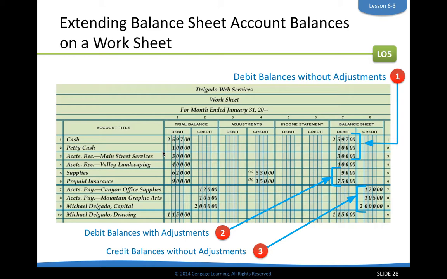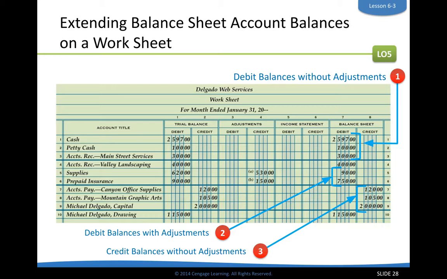Now, we said the balance sheet is made up of assets, liabilities, and owner's equity. If we look on this worksheet right here, asset accounts are right here, all the way through prepaid insurance. These are all assets. The accounts payable, those are liabilities. And the owner's capital and drawing accounts are owner's equity. So this whole thing gets extended to the balance sheet. Those are our balance sheet numbers.